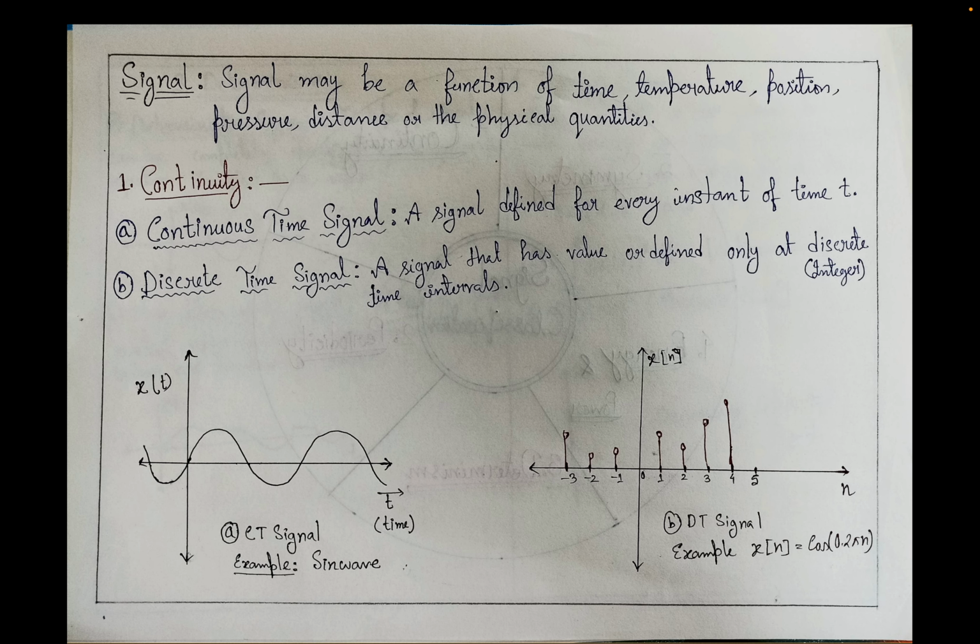A signal which is defined for every instant of time is called a continuous time signal, and a signal which is defined at only some discrete time intervals, like integers, is called a discrete time signal. You can see in the graph A I have drawn a sine wave, and it is an example of a continuous time signal. In graph B I have drawn an example of a discrete time signal.